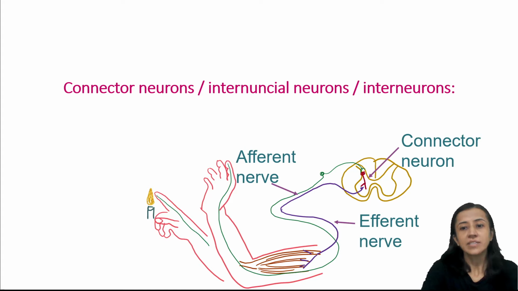Now, in certain reflex arcs, we have connector neurons, which are also known as internuncial neurons or interneurons. They connect between afferent and efferent, or you can say sensory and motor neurons, and we require this kind of connection in some arcs.